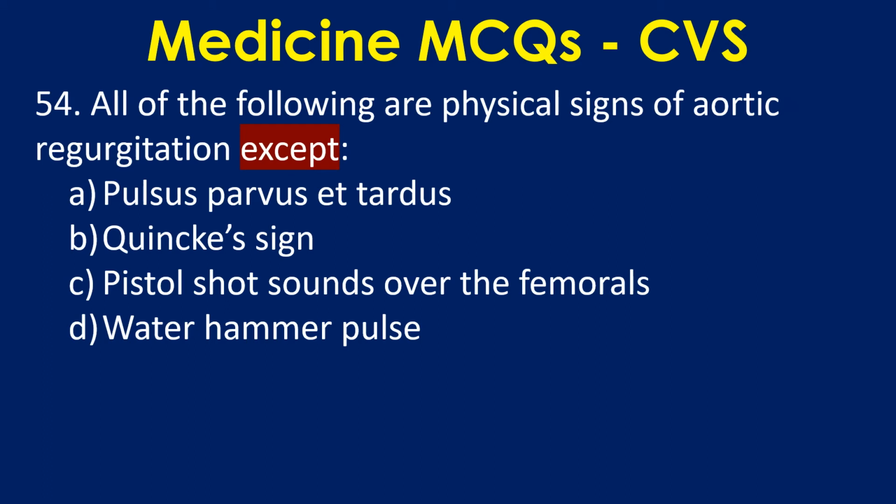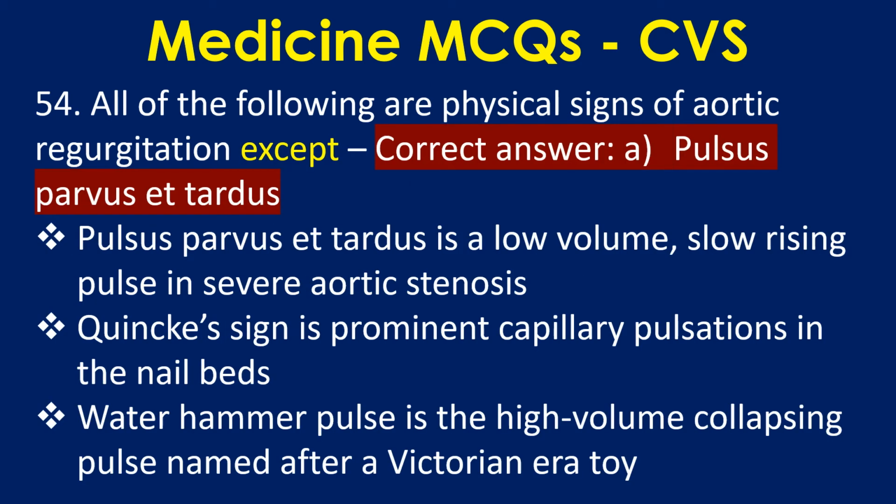All of the following are physical signs of aortic regurgitation except: A. Pulsus parvus et tardus, B. Quincke's sign, C. Pistol shot sounds over the femorals, D. Water hammer pulse. Correct answer A. Pulsus parvus et tardus. Pulsus parvus et tardus is a low volume, slow rising pulse in severe aortic stenosis. Quincke's sign is prominent capillary pulsations in the nail beds. Water hammer pulse is the high volume collapsing pulse named after a Victorian era toy.